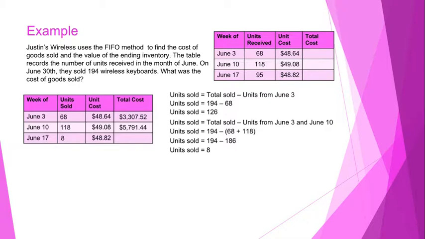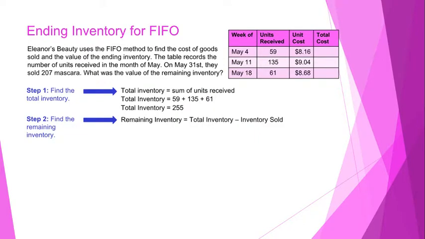So the first step is we need to find the total inventory. The total inventory is the sum of the units received. So we're going to add up the units received column, and we get that we received a total of 255 in the month of May. Next, we need to find the remaining inventory. So we're going to take our total inventory and subtract out the number we sold. If you look back in the problem, it says we sold a total of 207 mascara. So we take the total inventory of 255, subtract the 207, and we get that our remaining inventory is 48.